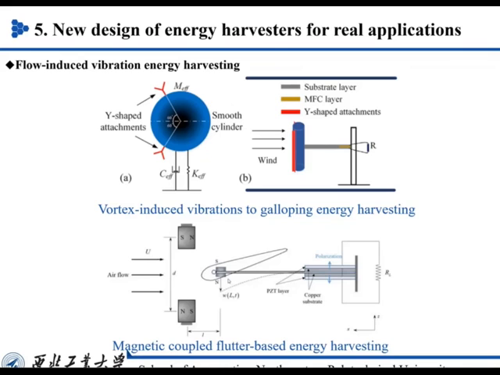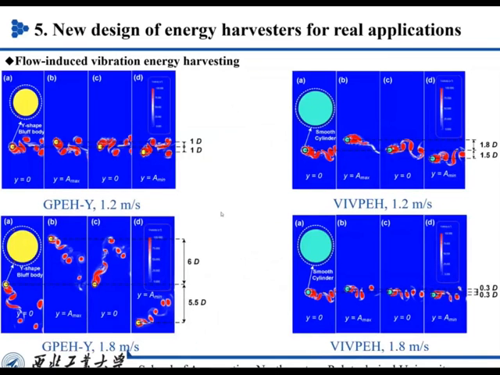We put a magnet on the end of the piezoelectric beam of the flutter-based harvester, and also put two external magnets to make the magnetic coupling. This is the analysis from CFD, computational fluid dynamics. For the vortex vibration, its vibration amplitude is not as large as galloping.